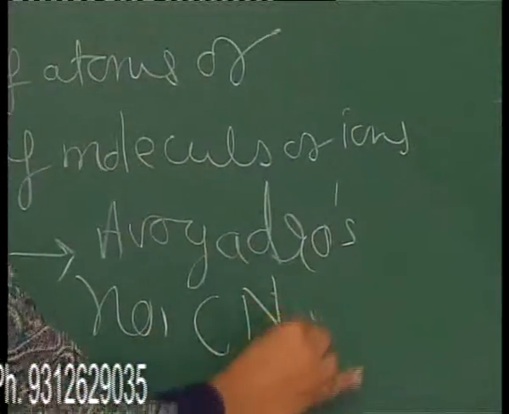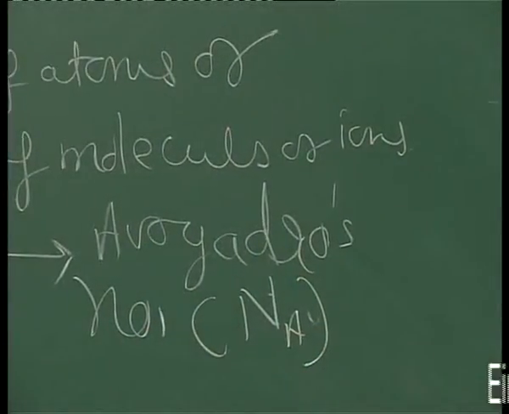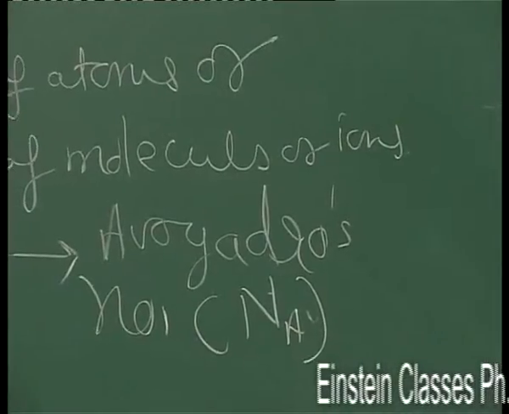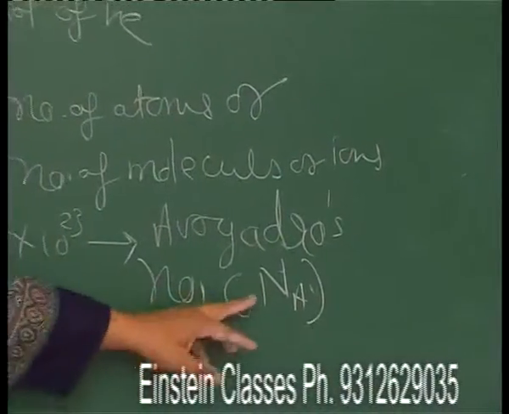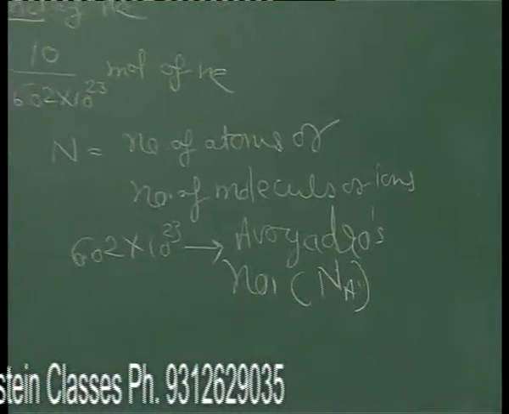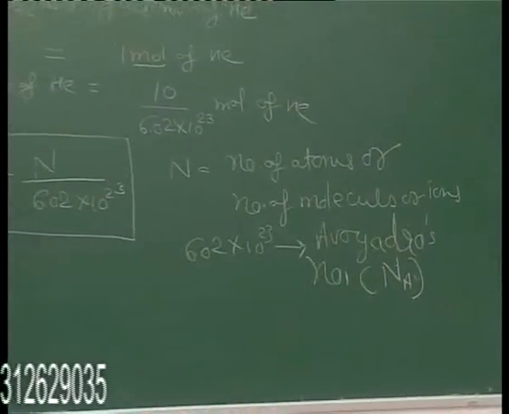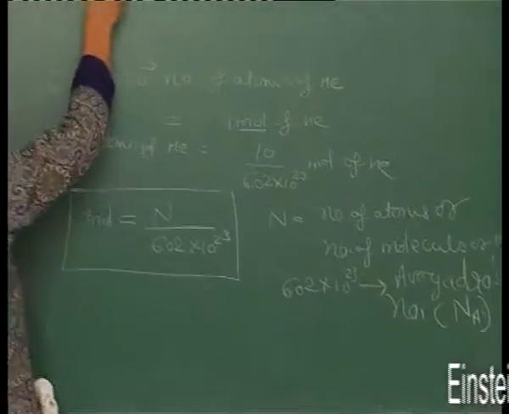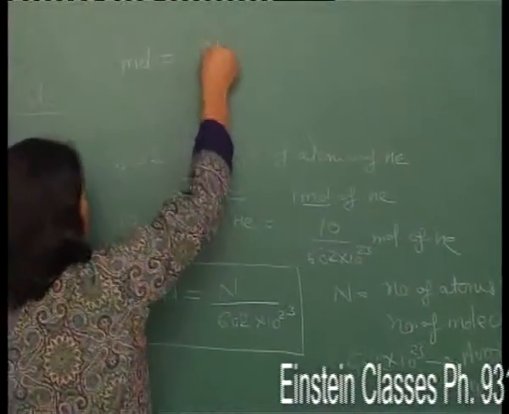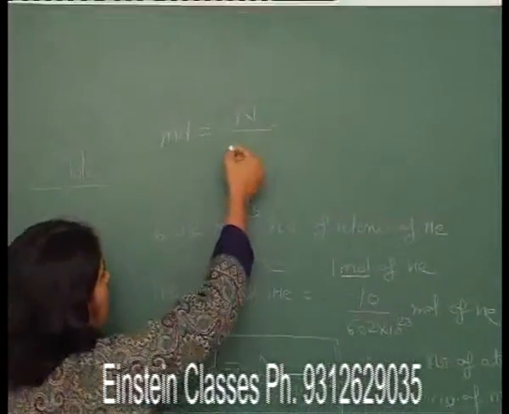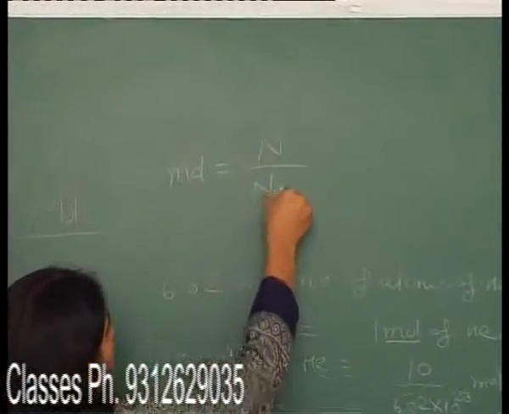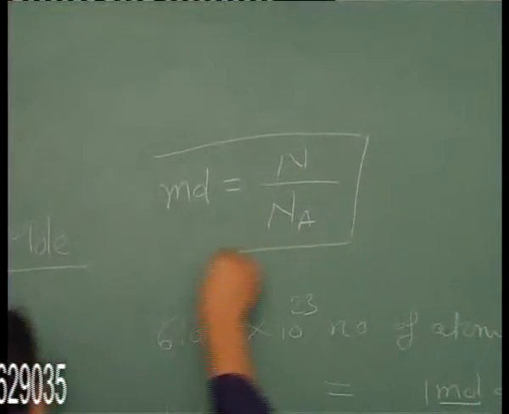Let's suppose I have represented it as Na. It's not a standard convention that Avogadro's number is always represented as Na; we have assumed it to be Na. Then this formula can be written as: mole of a given substance is equal to the given number of molecules or atoms divided by the Avogadro number. So this is the general formula.